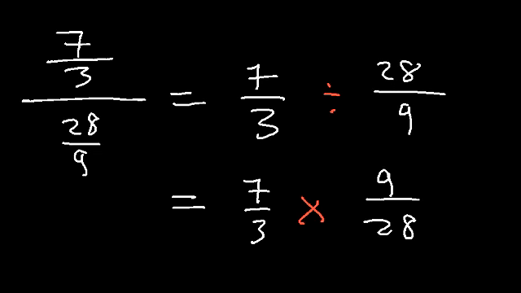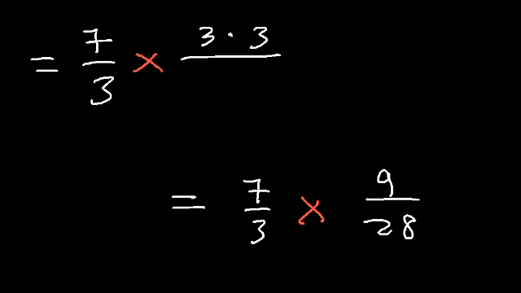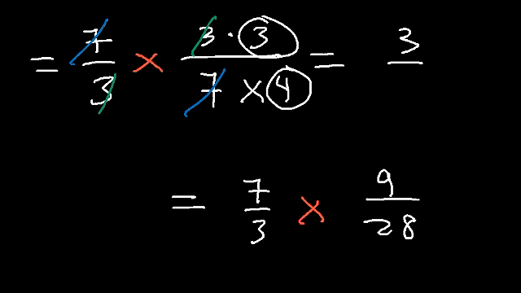So now we can multiply across. But it might be easier to cancel before we do that. Nine is basically 3 times 3, and 28 is 7 times 4. So we can cancel a 7, and we can cancel a 3. So the final answer is simply 3 divided by 4.